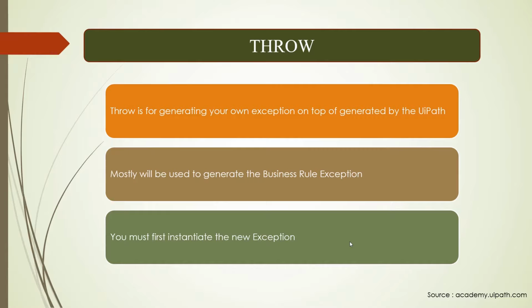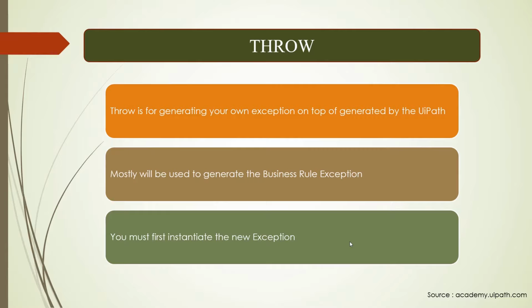Okay, so let me just repeat. Throw is for generating your own exception on top of what is generated by UiPath. Most of the system exceptions would be generated by UiPath. You are not only restricted to generate the business rule exception, you can generate any kind of exception with the throw. But it is always advisable to use it with the try catch block, because that way your program will not stop abruptly and you should be able to handle the exception gracefully.